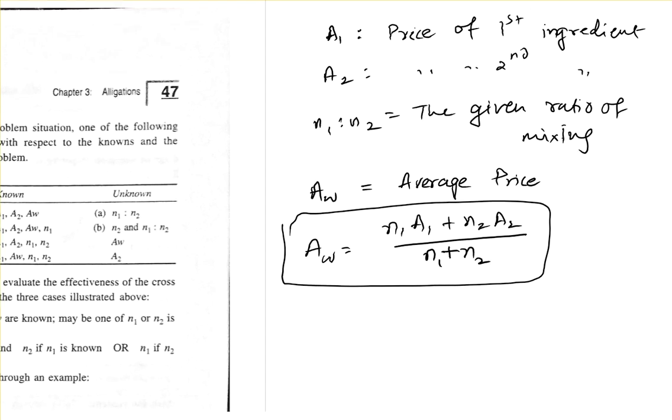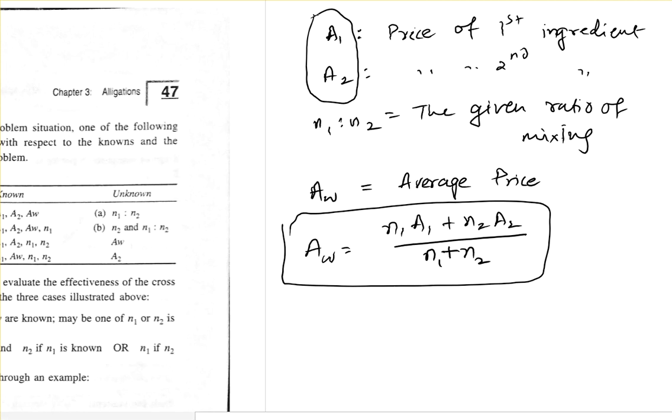And further, please take a note that if A1 and A2 are two different prices, obviously, if these are same, then the average is also the same. Not to worry, no need to solve. If A1 and A2 are same, then the average in any ratio mixed, whatever be the situation, the average price will also be the same.